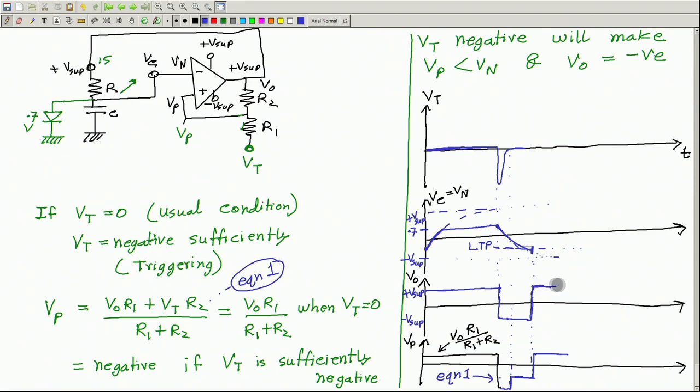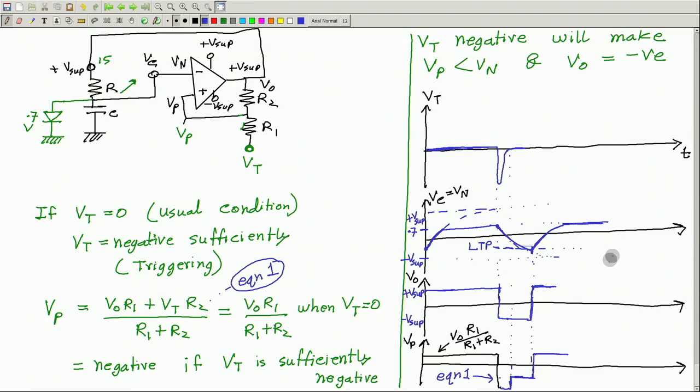So, we were here: output is positive, VC is negative. This positive value will now bring the capacitor up to a higher voltage. So, it will now come up, but how much? Up to 0.7 volt only. Because after that, this diode will get short circuited, so the entire current will flow through the diode and not through the capacitor.